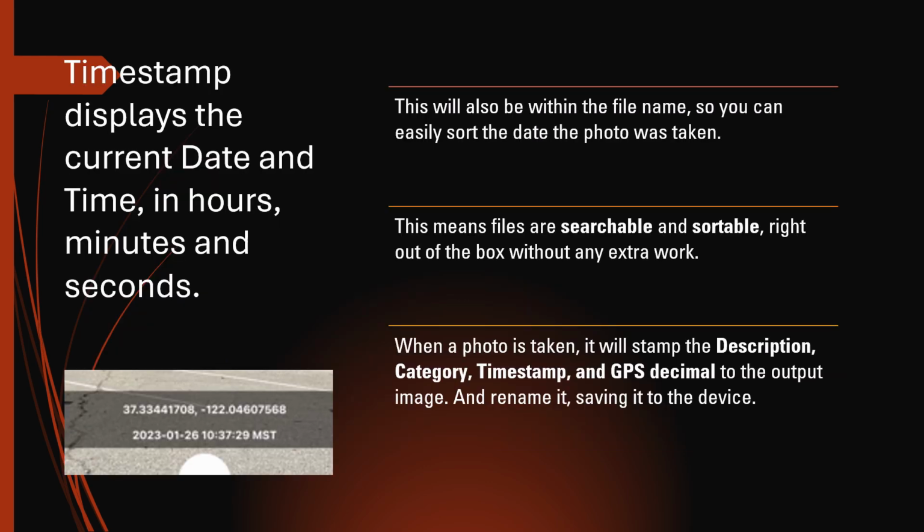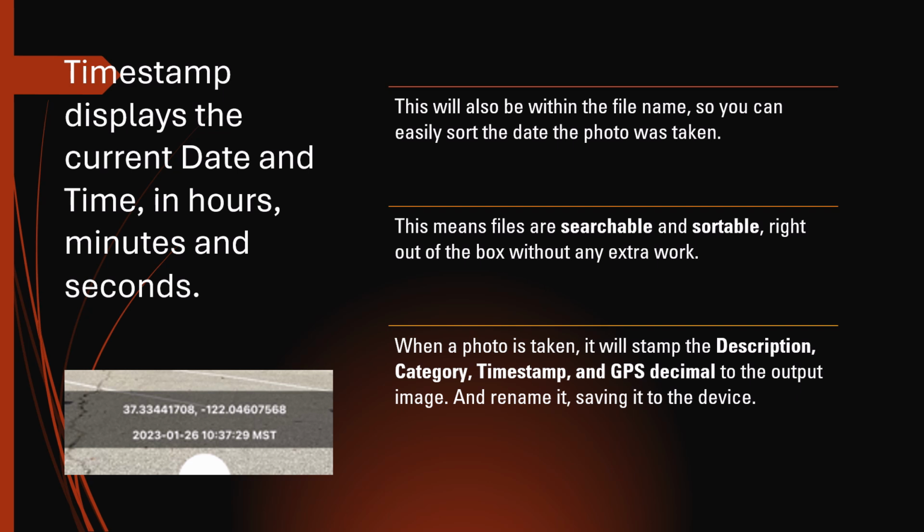At the bottom, you'll find the timestamp, which displays the current date and time in hours, minutes, and seconds. This will also be within the file name, so you can easily sort the date the photo was taken. This means files are searchable and sortable, right out of the box without any extra work.